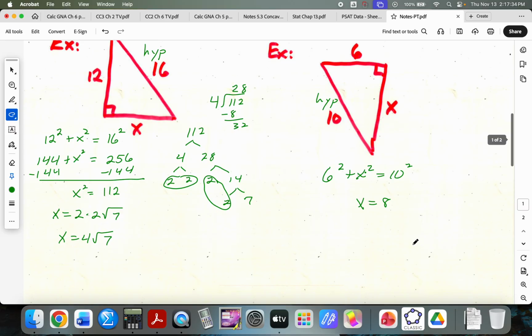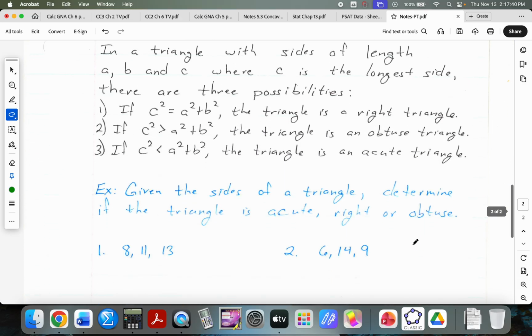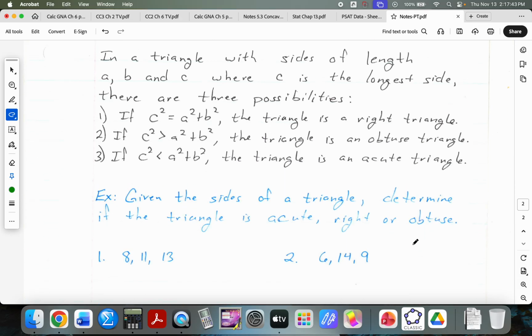All right, so other than simplifying, all of that is junior high stuff. Now let's go beyond that. If you'll turn the page. So in a triangle with sides of length A, B, and C, where C is the longest side, there are 3 possibilities. The first possibility is that C squared is equal to A squared plus B squared. Well, that's the Pythagorean theorem. And what does Pythagorean theorem only apply to? Right triangles. Only applies to right triangles. So that means it's got to be a right triangle.